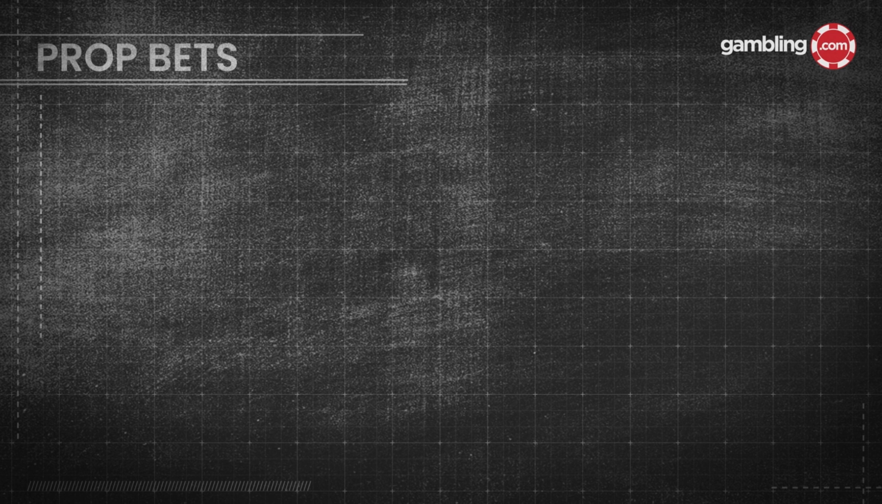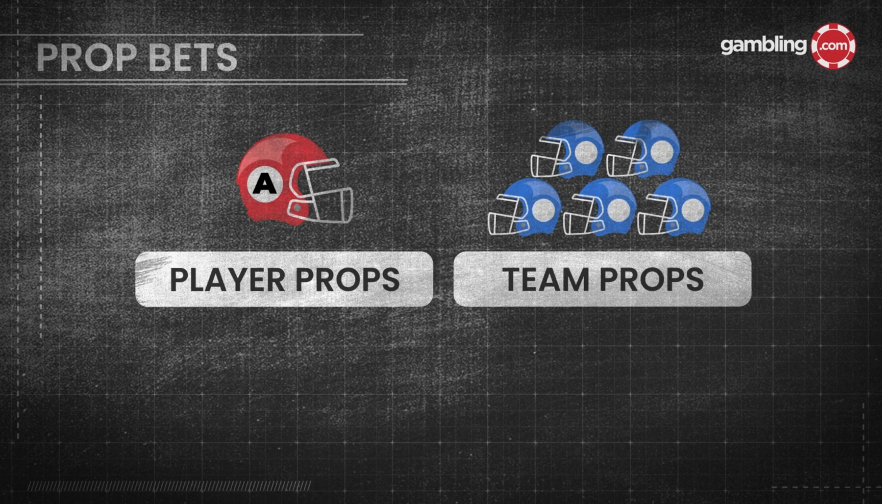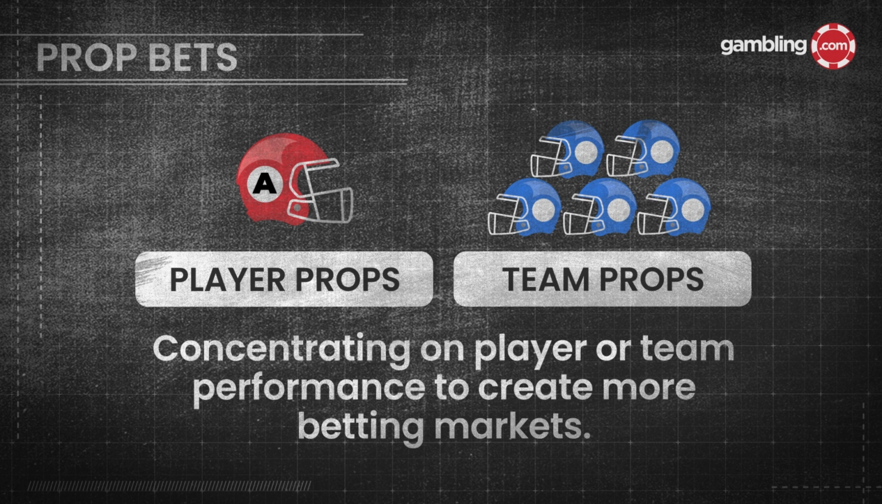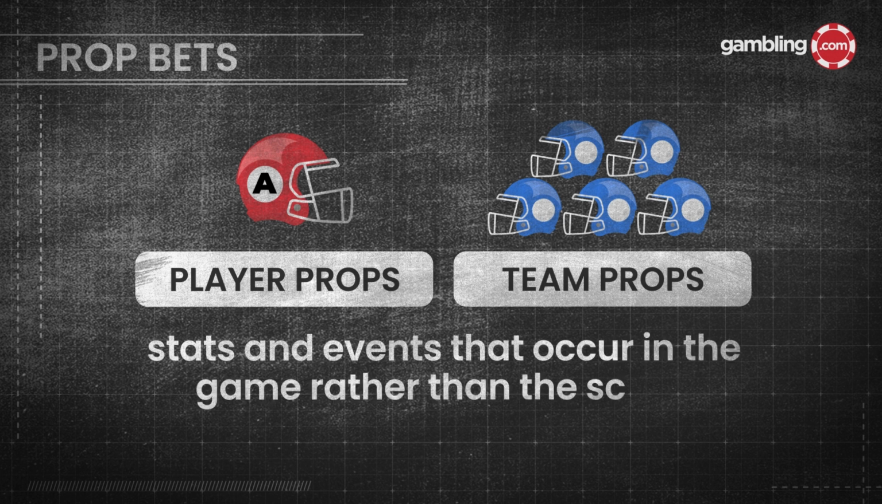A prop bet, often known as player props or team props, takes the betting on NFL to a more detailed view, concentrating on player or team performance to create more betting markets. These bets ignore the result of the game completely. They revolve around stats and events that occur in the game rather than the score. Think of them as performance bets.